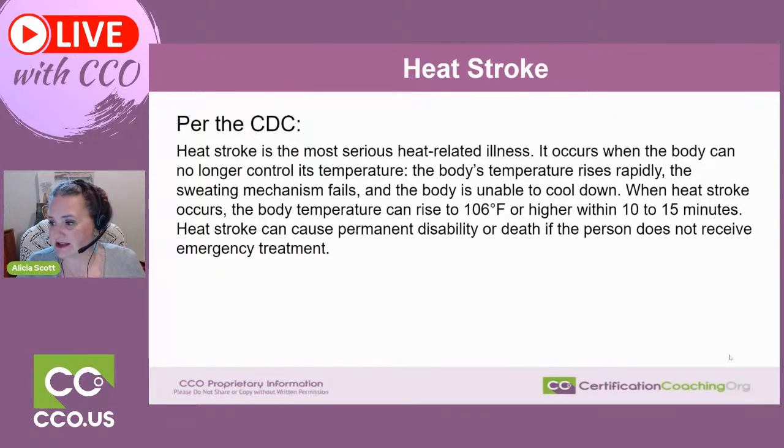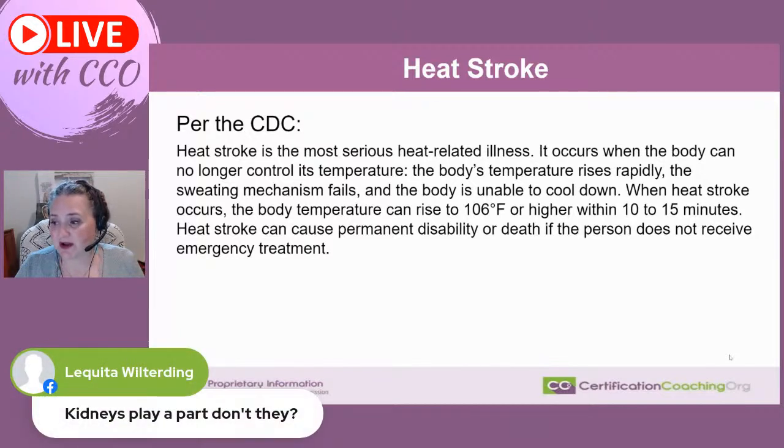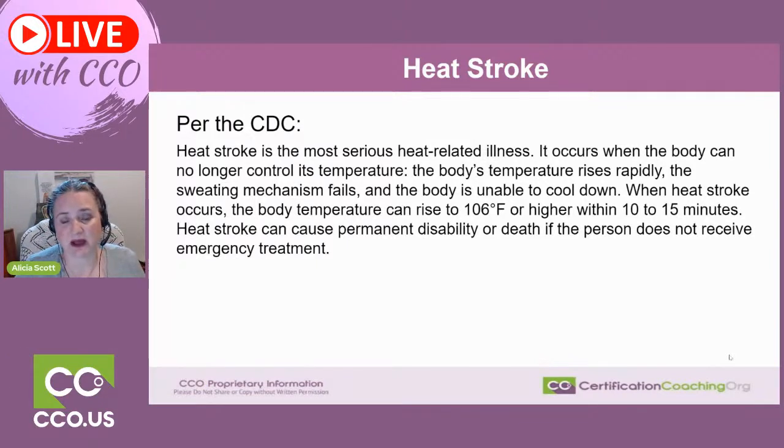And I see Laquita mentions that kidneys play a big part, and that is absolutely true. In fact, we're going to see the output here in just a moment. We're going to talk about how that will show one of the signs and symptoms. There is no more output. Your kidneys shut down. You can't urinate.